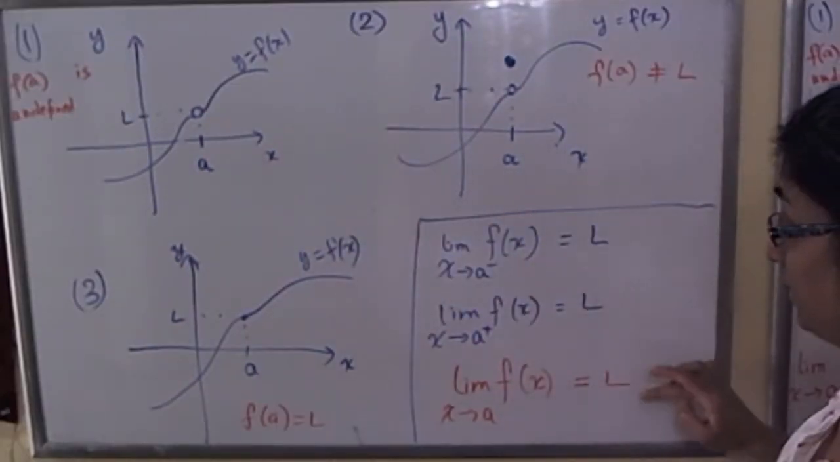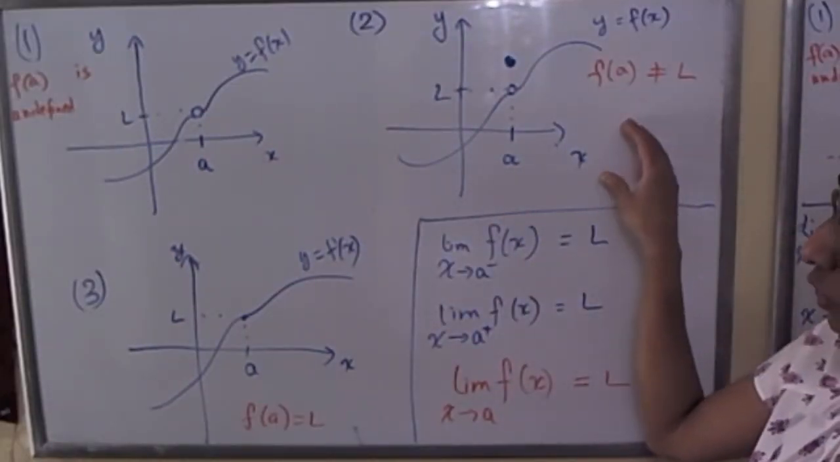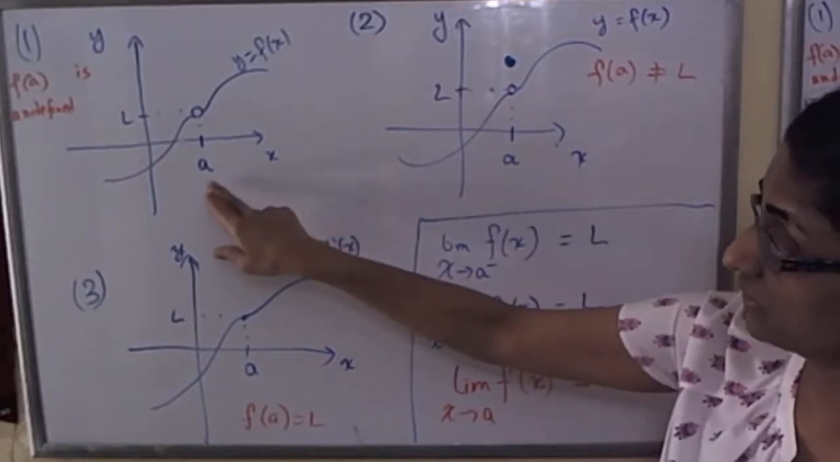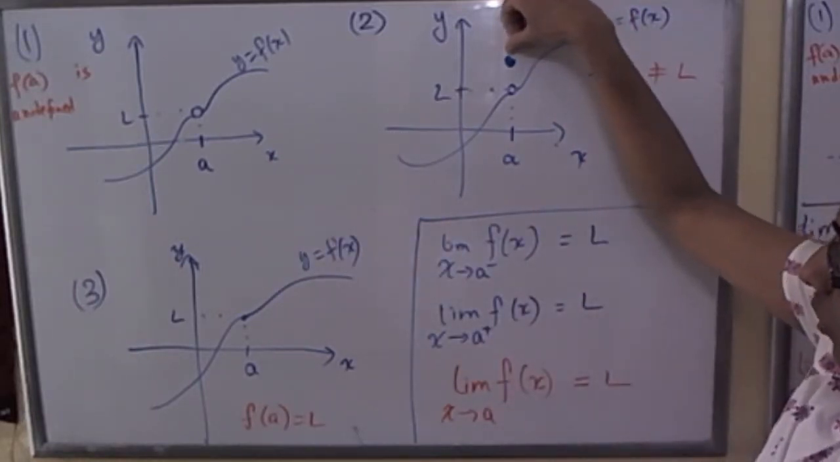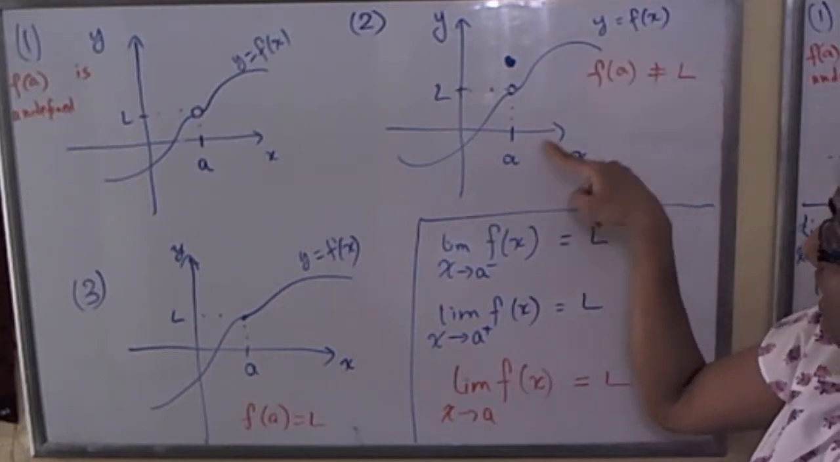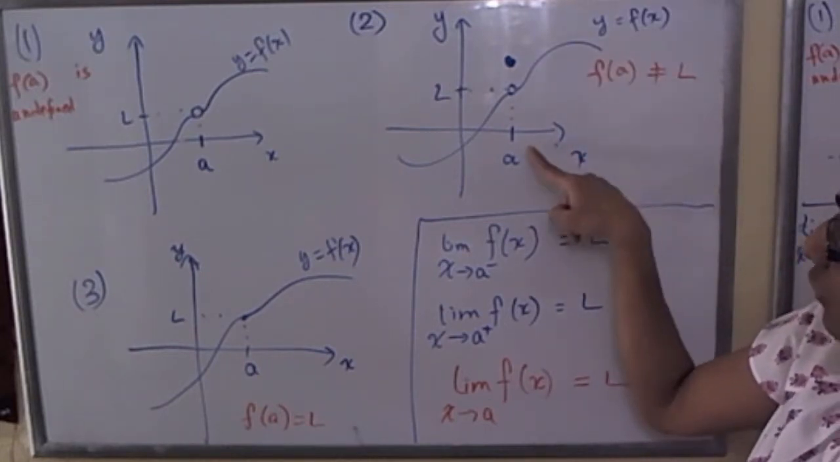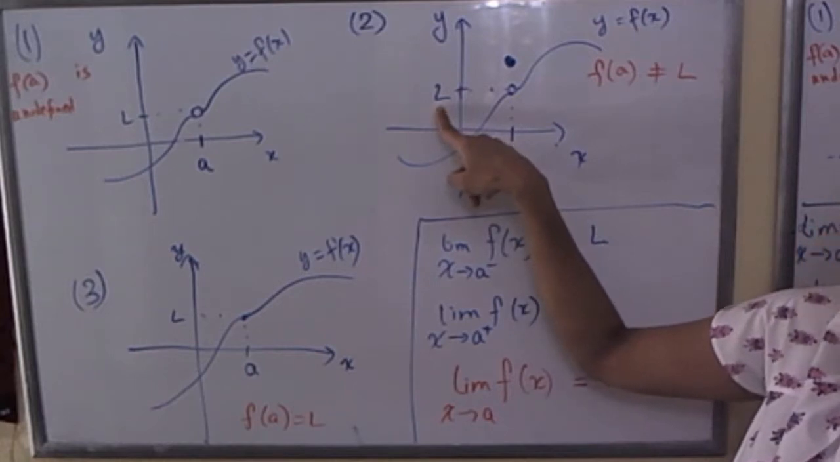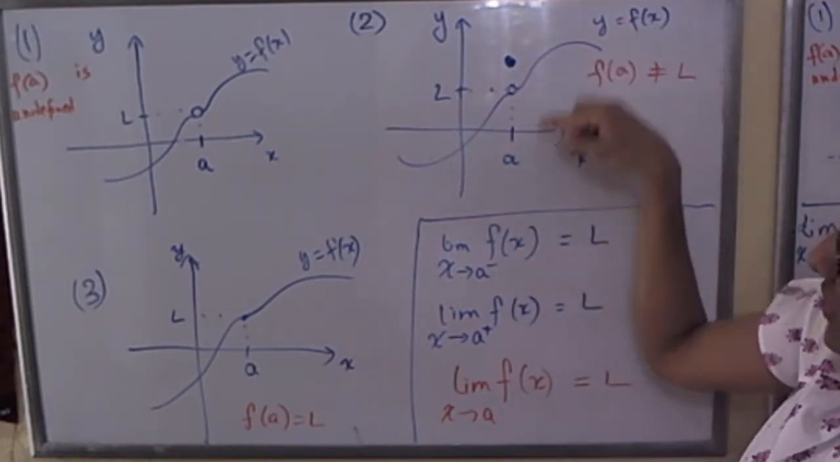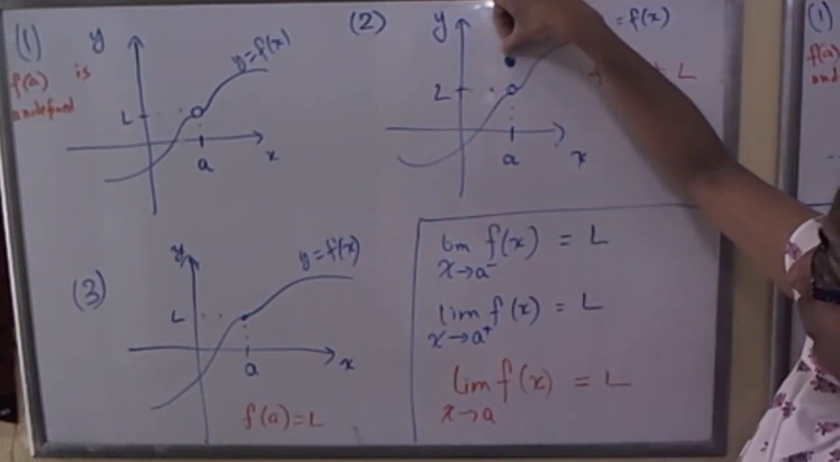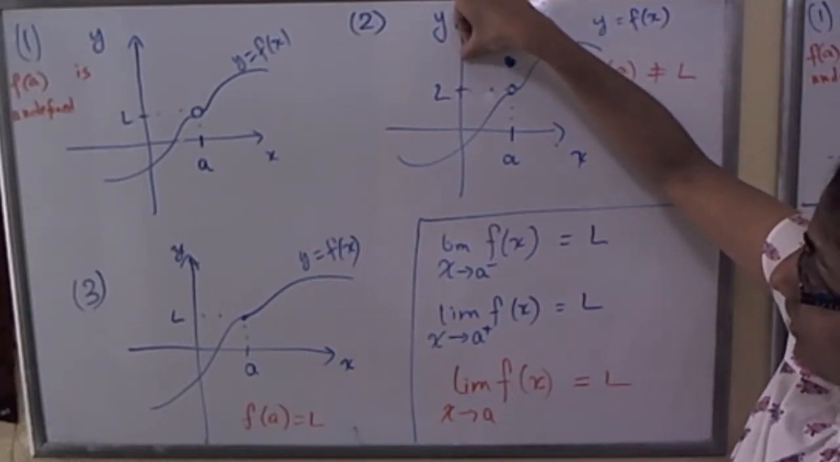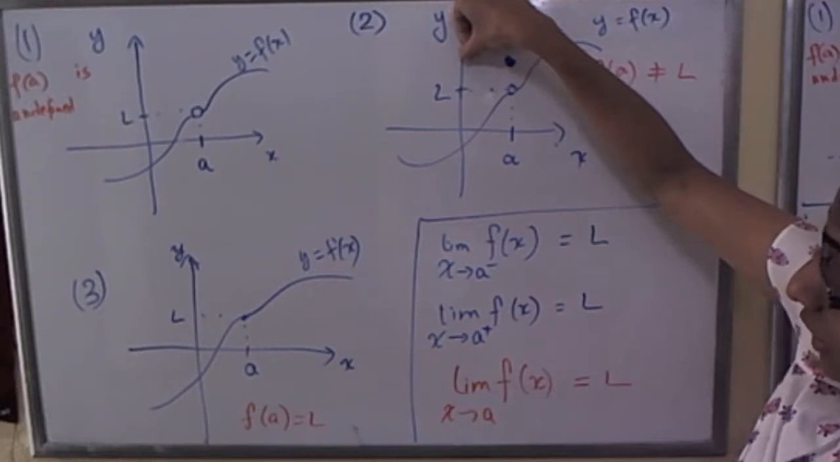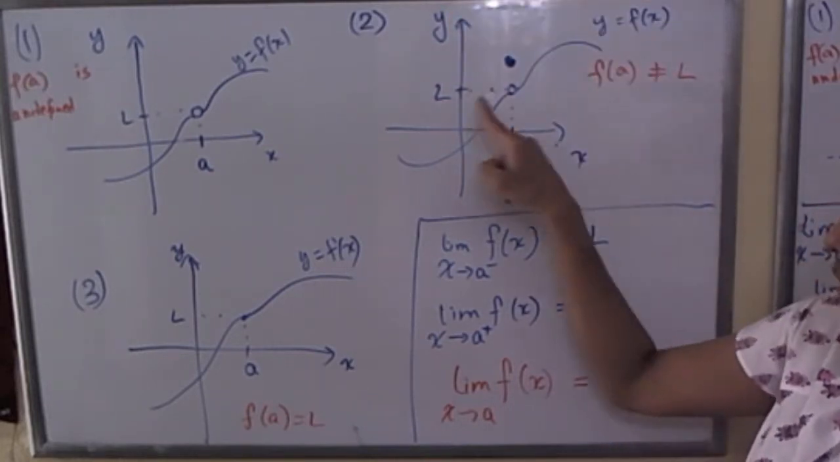In fact, these three statements are true for this graph also, which is exactly the same as this. The only difference is this time I added in this extra point. That means f of A is defined, but notice f of A is not the same as L, because what is f of A? We would look at the point and then go up to the y-axis, and whatever that value is, that would be f of A. It's not equal to L.